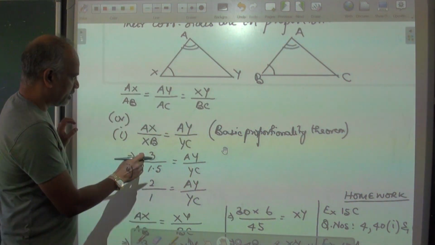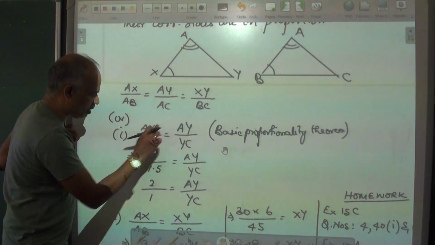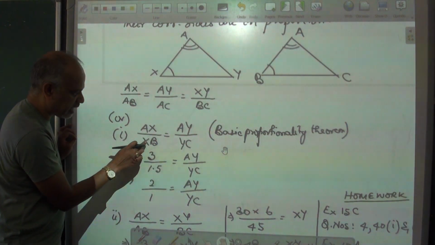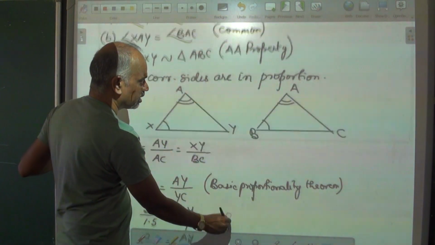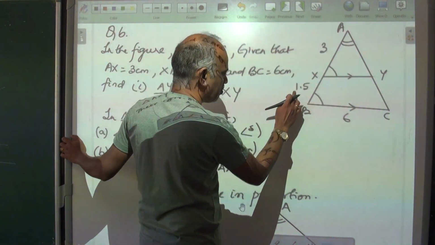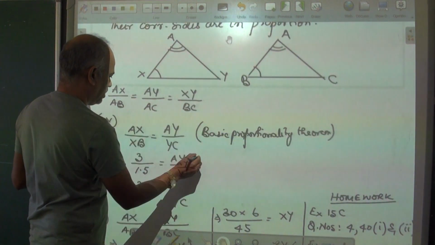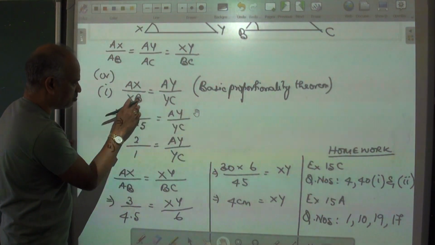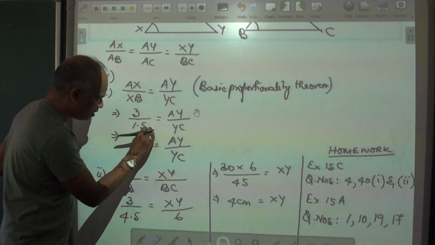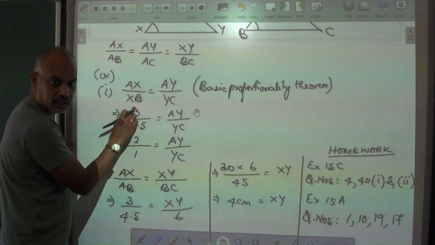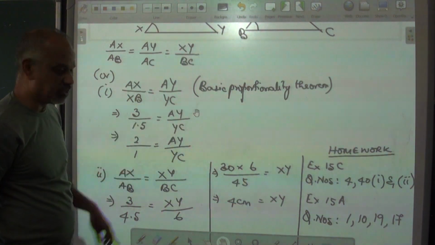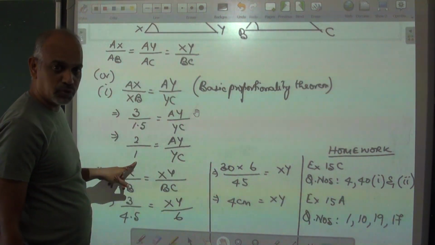This is what is asked. First question is AY by YC. So first subdivision, this is what you can find. You have to know what AX and XB are. If you look at the figure, AX is 3, XB is 1.5, which is equal to AY by YC. You have to simplify this. If you remove the decimal, this becomes 30 by 15. 30 and 15 you can simplify, it becomes 2 by 1. That's AY by YC. That's the first question. AY by YC is 2 by 1.